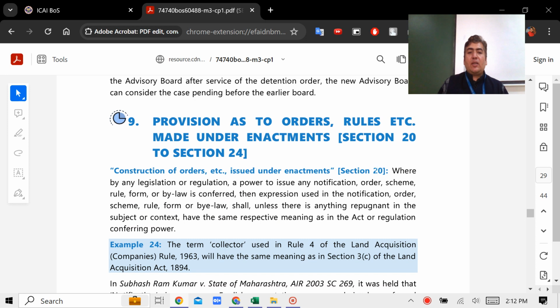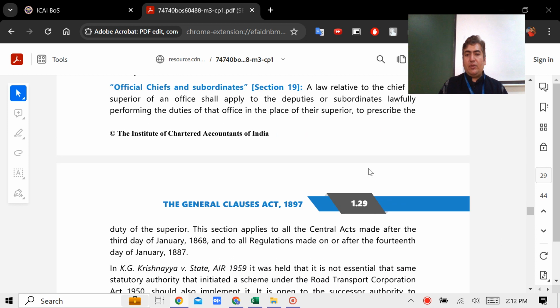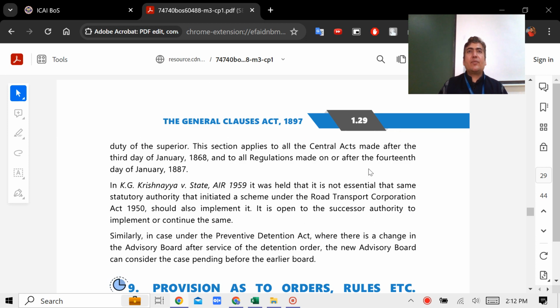What is Section 20 saying here? Construction of orders issued under the enactments. Can you see Section 20 here? Page number, I would say, 1.29.